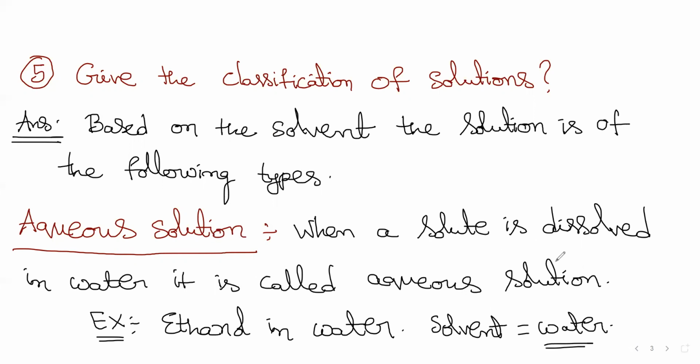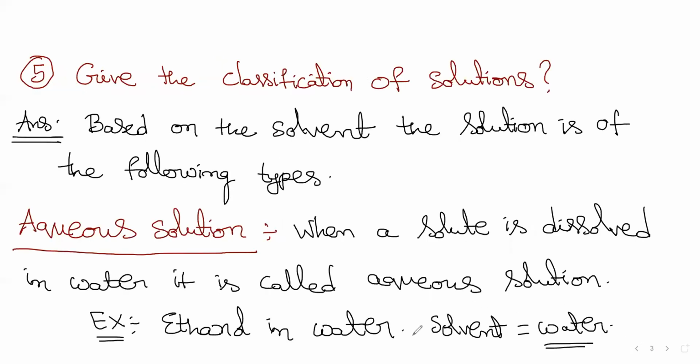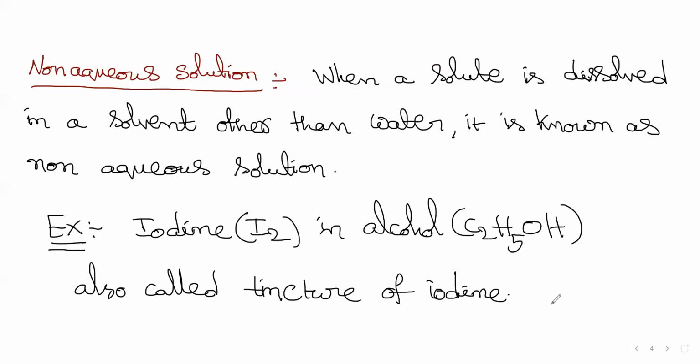Okay. So the next slide is the non-aqueous solution. When a solute is dissolved in a solvent other than water, it is known as a non-aqueous solution. The example is iodine in alcohol. It is also called tincture of iodine. And for aqueous solution, you can think of ethanol in water or salt water. That's an aqueous solution. Okay. So let's move ahead.